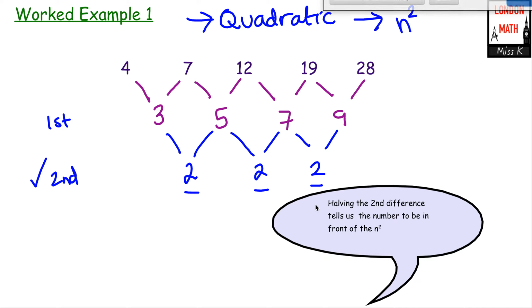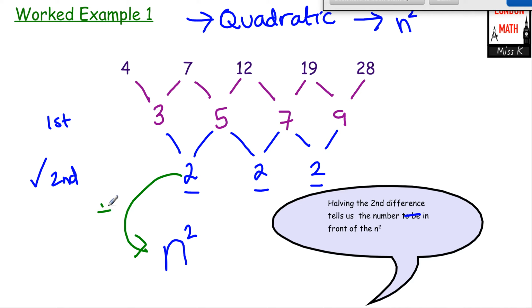Now let's read this keynote because this is going to be very important. Halving the second difference tells us the number in front of the n squared. Okay, so let's just have a look at that keynote. In other words, we know that there's going to be an n squared in the formula, by halving the second difference, which is 2.